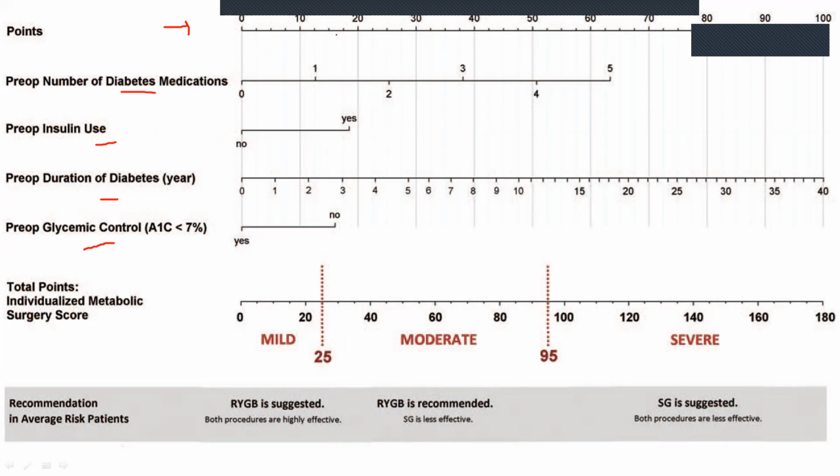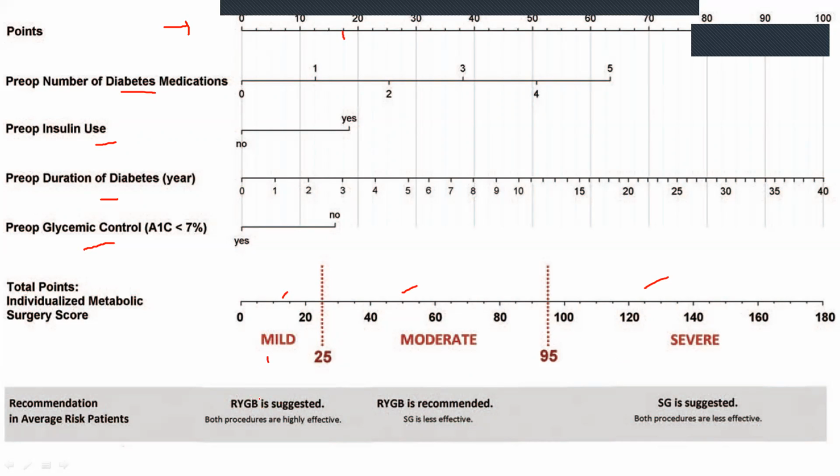So accordingly the scores were given. For example, if there was insulin use, a score of around 18 would be given. And if there was glycemic control, if HbA1c was less than 7%, then the score would be 0. So finally a final score would be given, which would add up. And according to the final score, the groups were classified into mild, moderate, or severe. And they also went ahead and recommended the procedure which would be better for such patients.